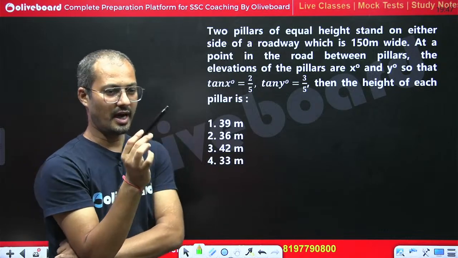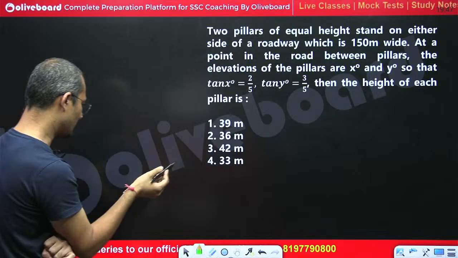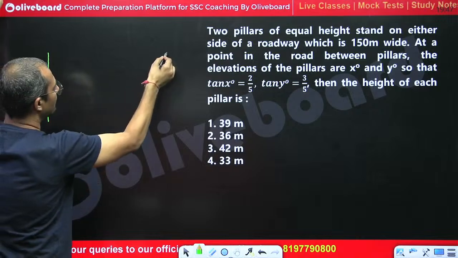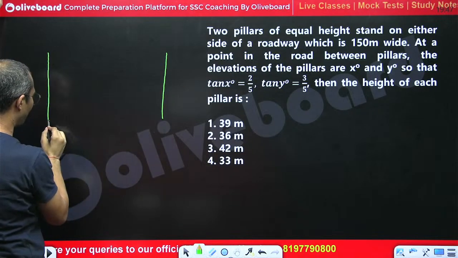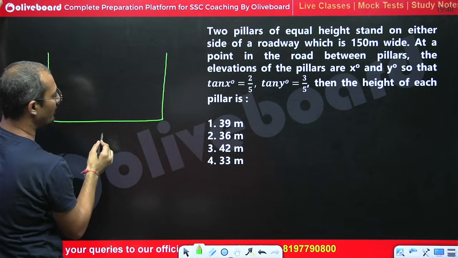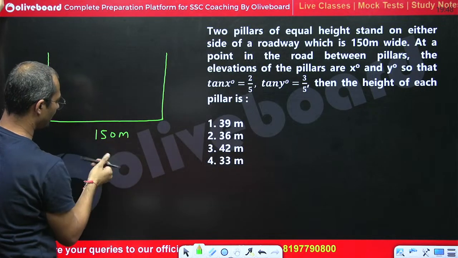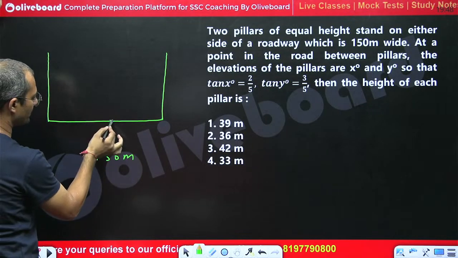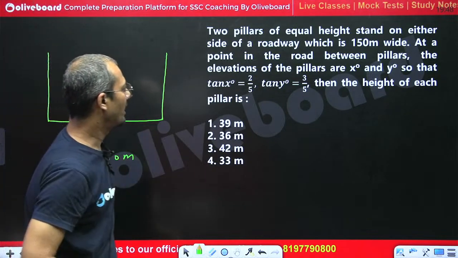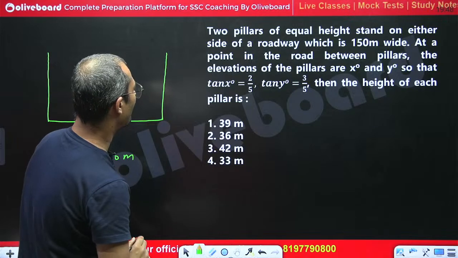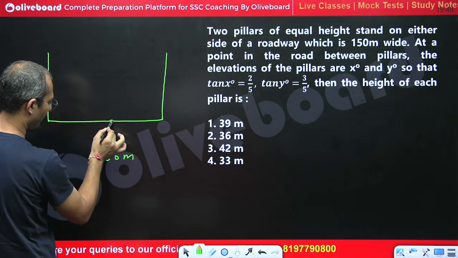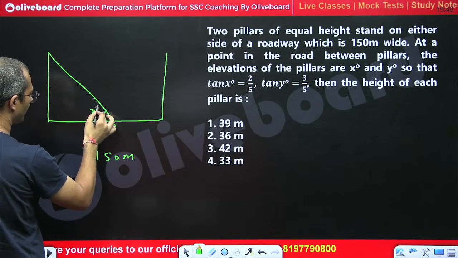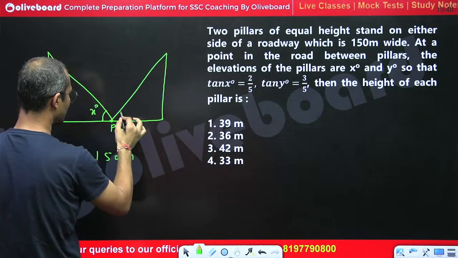See, the height of each pillar is equal, right? So we have two pillars like this, and the distance between these two pillars is given as 150 meter. The total distance is 150 meter between these two pillars. Here suppose this is the observer, and at a point in the road between, we take a point here, that is P, and the angle of elevation is x degree, and from this side this is y degree, right?